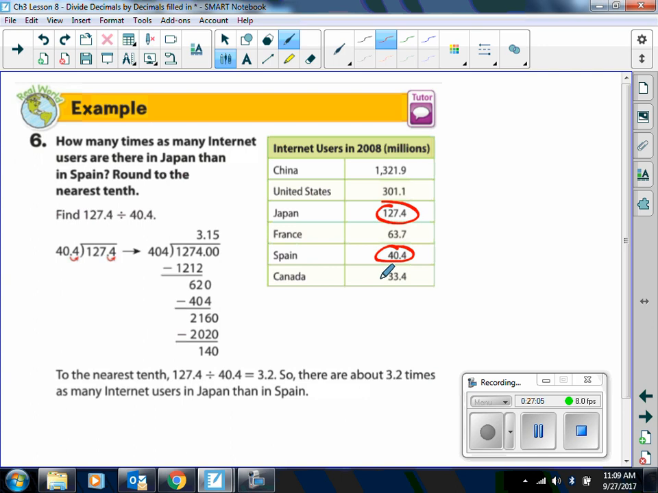Does everybody see that? So this question is how many times as many internet users are there in Japan than there are in Spain. So when we do that division, we're going to move the decimal 1 time in the divisor, and we're going to move the decimal 1 time in the dividend, and then we will divide like normal. So here, if we round to the nearest tenth, because it says round to the nearest tenth, this will be 3.2. So there are 3.2 times as many internet users in Japan than there are in Spain.